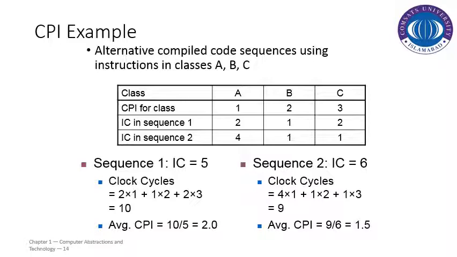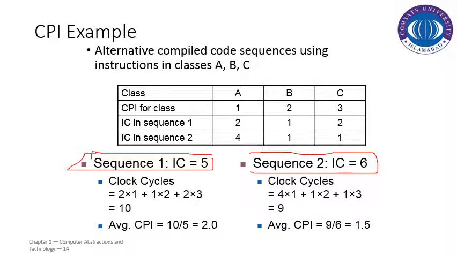Basically we've got two sequences, and we have to compare the relative performance here, or for two or more sequences, how we are going to compute the average CPI. Basically this example is related to that. For sequence 1, the instruction count equals 5. Just add those instructions, and for sequence 2 the instruction count is equal to 6.